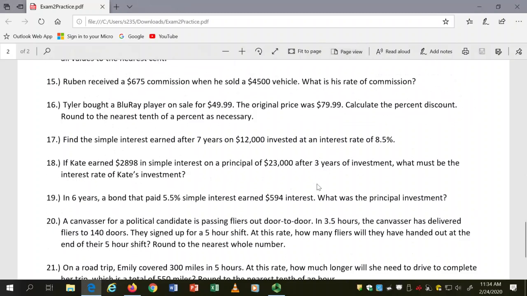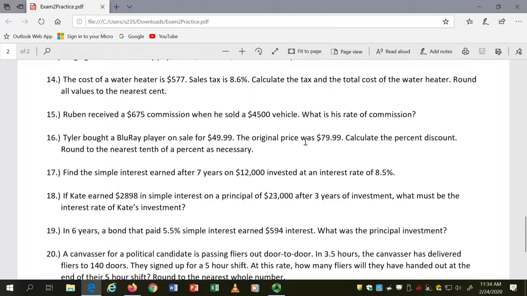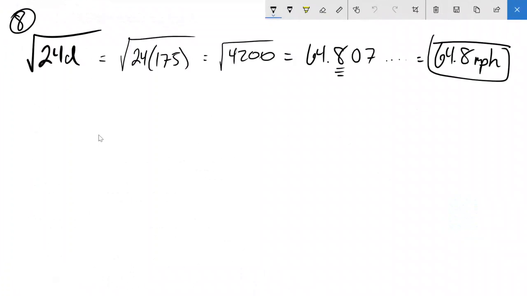Sure. In number 15, this is going back on percentages, and I asked you percentage problems in a couple different ways. In this case, I give you his commission, and I tell you how expensive the vehicle was. What I want you to do is calculate the rate of commission. How do you turn a commission and a total back into a percentage? It's a division problem. So it's 675 commission on a $4,500 car.